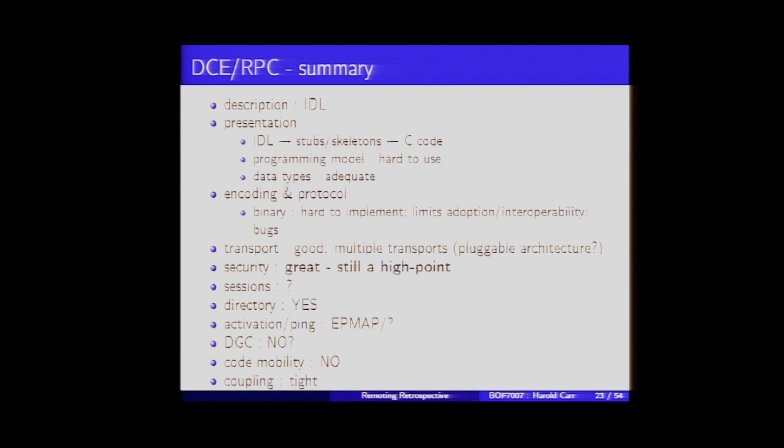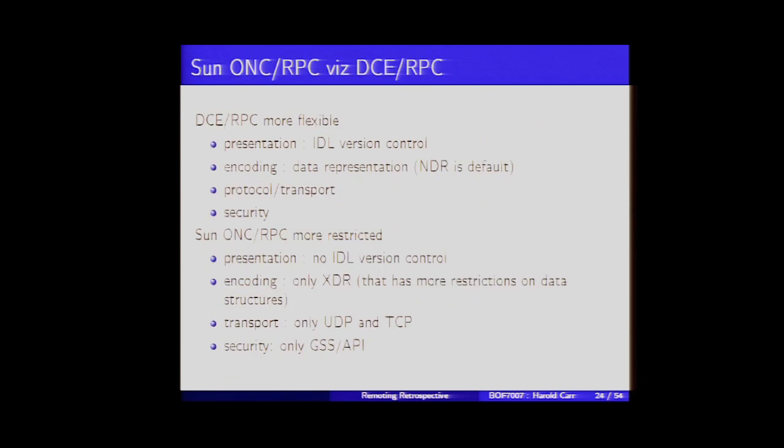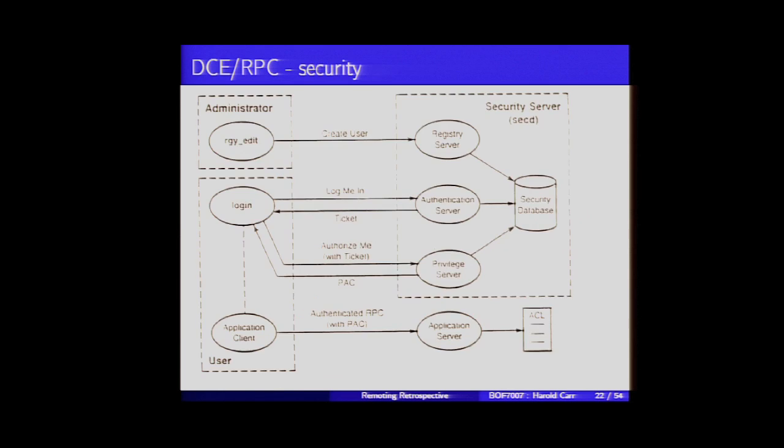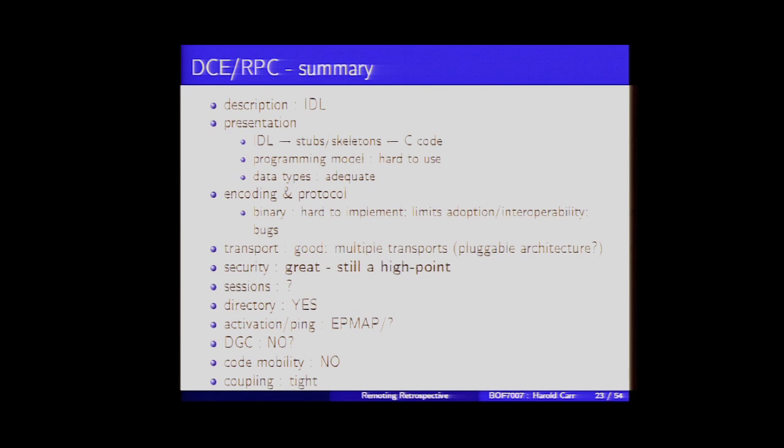So here's the summary of, whoops, what happened? I'm missing a slide. Okay, well, I'll use this one. So the summary for DCE is, they use IDL for description. They have a compiler that takes IDL to C code, or I think C is the only one that I actually know that DCE worked with. Maybe they had other language mappings, C++ or whatever, but I'm not sure.